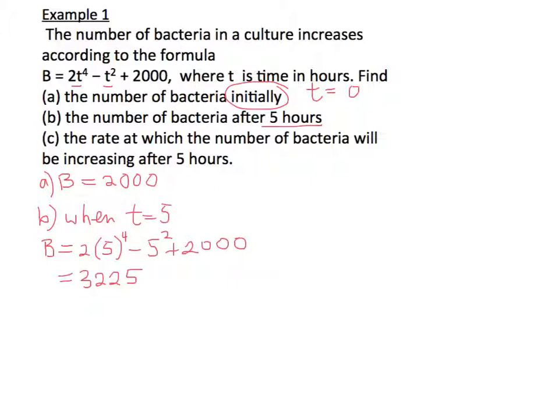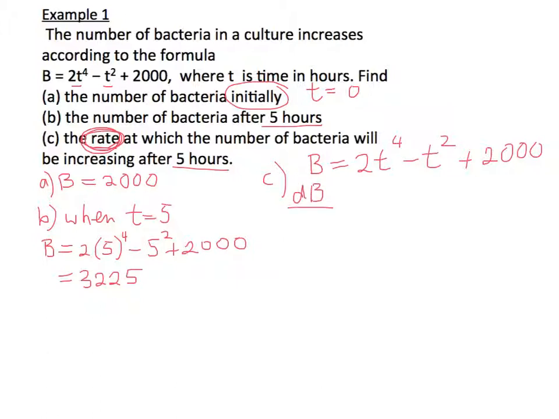Okay, then part C says find the rate at which the number of bacteria will be increasing after 5 hours. So remember, whenever you see rate, you should associate that with the first derivative. We've got our expression for B. I'll just rewrite it over here. B equals 2t to the 4 minus t squared plus 2000. And we want to find an expression for the rate at which the number of bacteria is increasing. So that means we want to find the first derivative, dB dt.